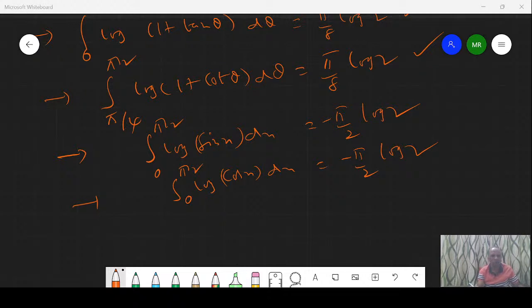So that is the formula I have written. The integral from 0 to pi by 2 of log of sin x dx, minus pi by 2 log 2, and the integral from 0 to pi by 2 of log of cos x dx is also minus pi by 2 log 2. Both values are equal here. That concept you can remember.